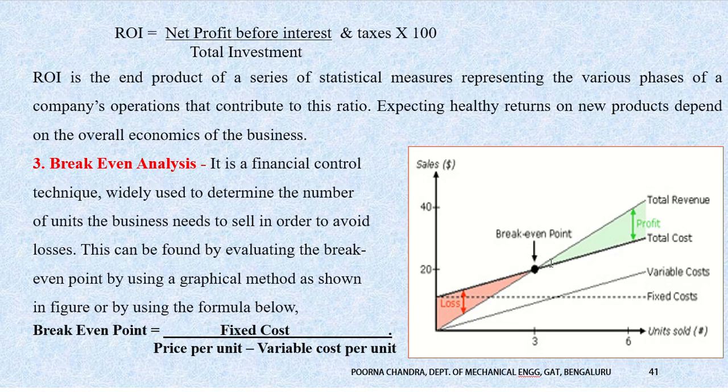So we have an equation: return on investment is equal to net profit before investment and taxes divided by total investment, into 100. So return on investment is the end product of a series of statistical measures representing the various phases of a company's operations that contribute to this ratio. Expecting healthy returns on new product depends on the overall economics of the business.